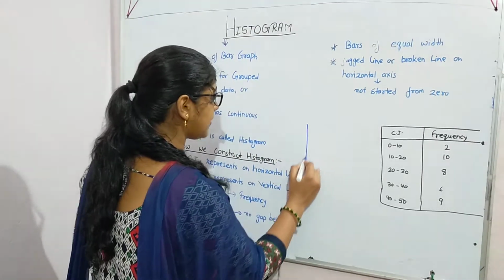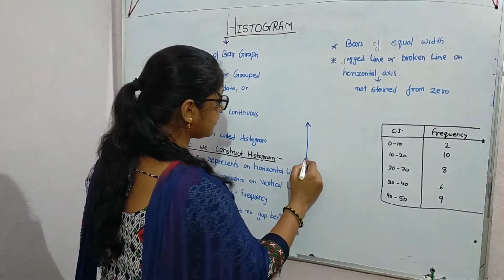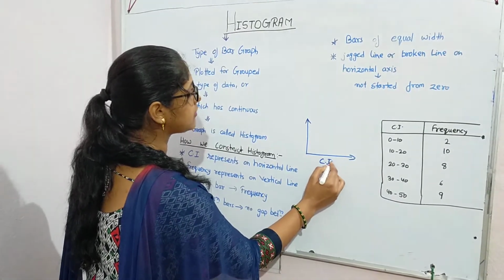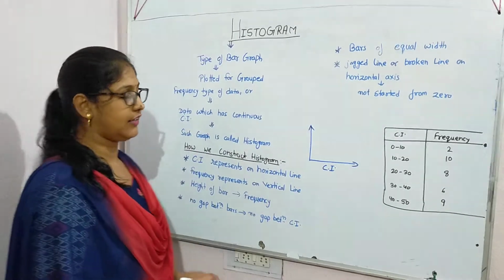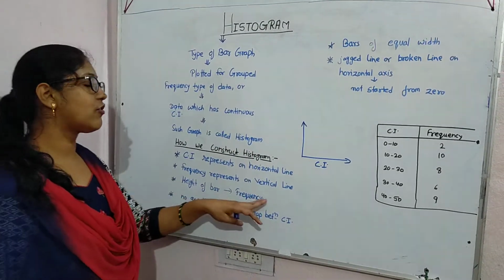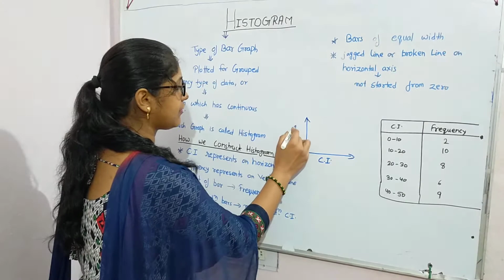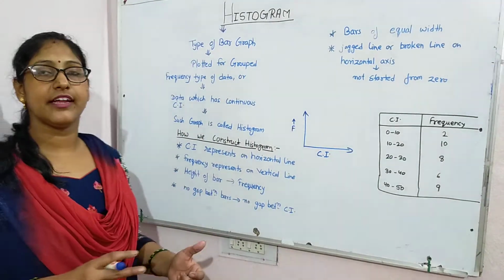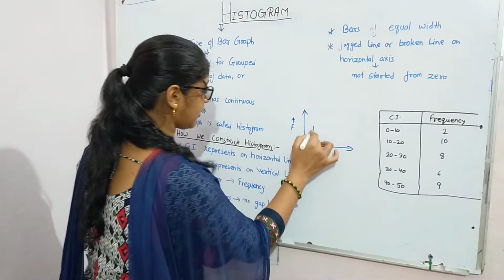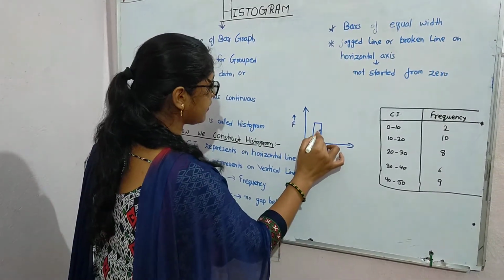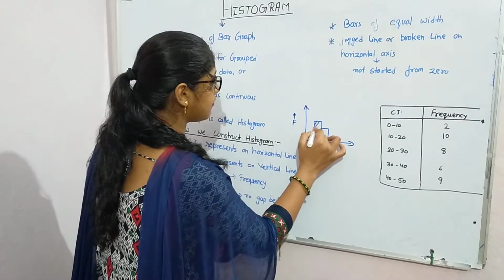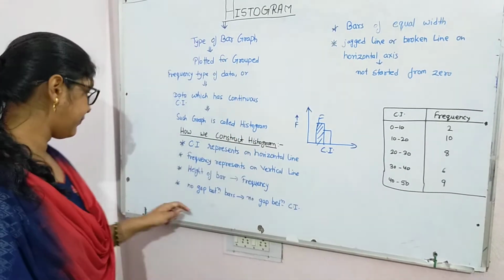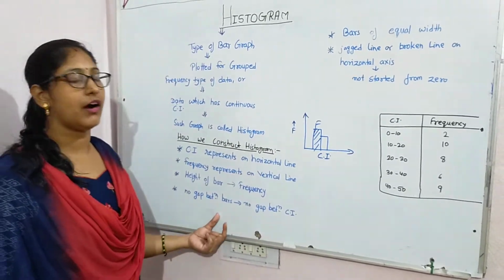Suppose this is my vertical line, this is my horizontal line, then class interval is always represented in this horizontal line. Same as frequency represents on a vertical line. It means frequency represents in this vertical line. Height of the bars represent frequency. Suppose we plot a histogram like that, then these bars represent height of frequency. Height represents frequency.